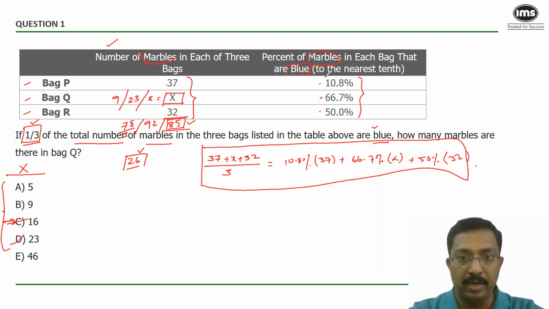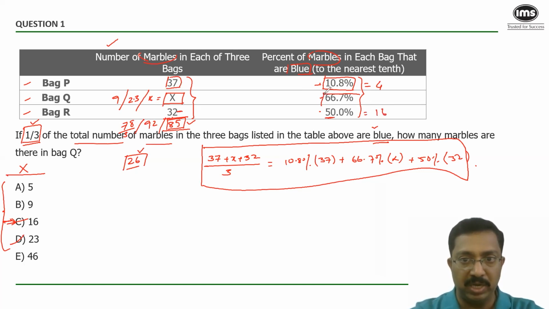Let's look at it. 10.8%. Again, don't step into precise calculation. Let's go by approximation. 10% of 37 is 3.7. But you know the number of marbles can't go into decimals or fractions. And moreover, 10.8 is a little over 10%. So therefore, 3.7, we can round it off to 4. Likewise, over here, 50% of 32 is exactly 16.